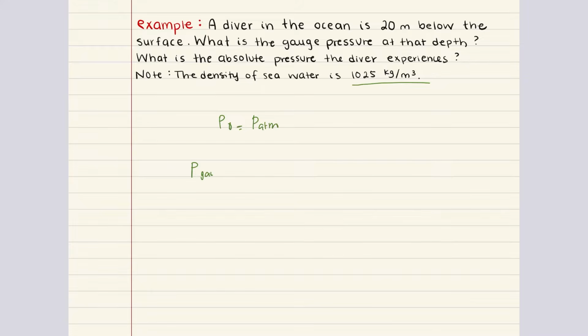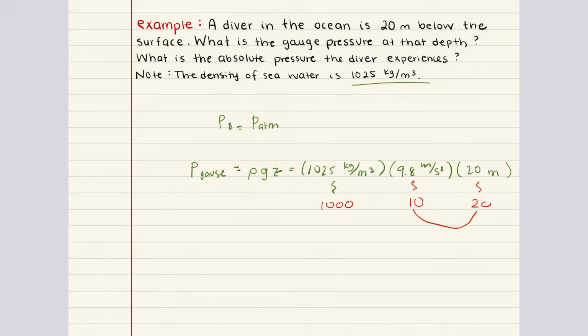P gauge is equal to rho multiplied by G multiplied by Z, where rho is the density of the fluid, G is the acceleration due to gravity, and Z is the depth of the object in the fluid. We have all the values we need to plug into this equation. Rho is 1025 kilograms per cubic meter. Acceleration due to gravity is 9.8 meters per second squared, and our depth is 20 meters. Now we can go ahead and round some of these values to make the calculation a little bit easier. I'm going to round this to 1,000. I'm going to round this to 10, and this can say 20.